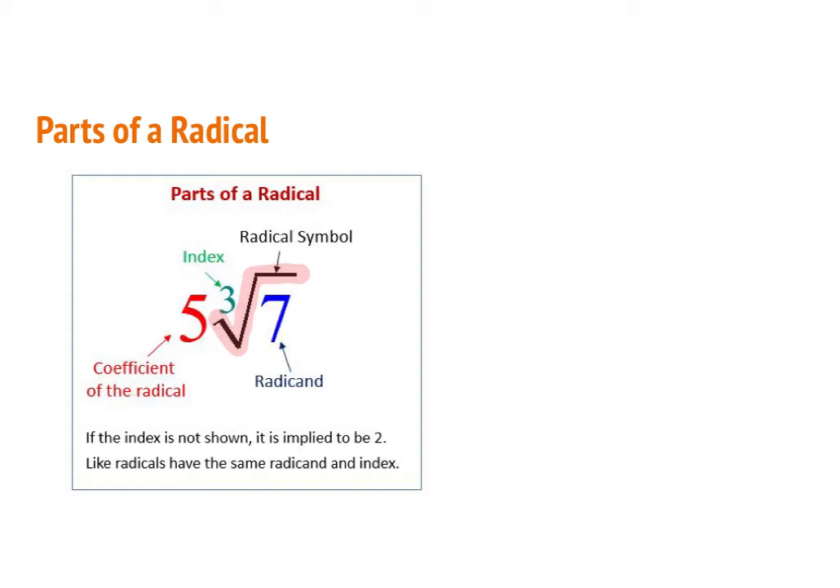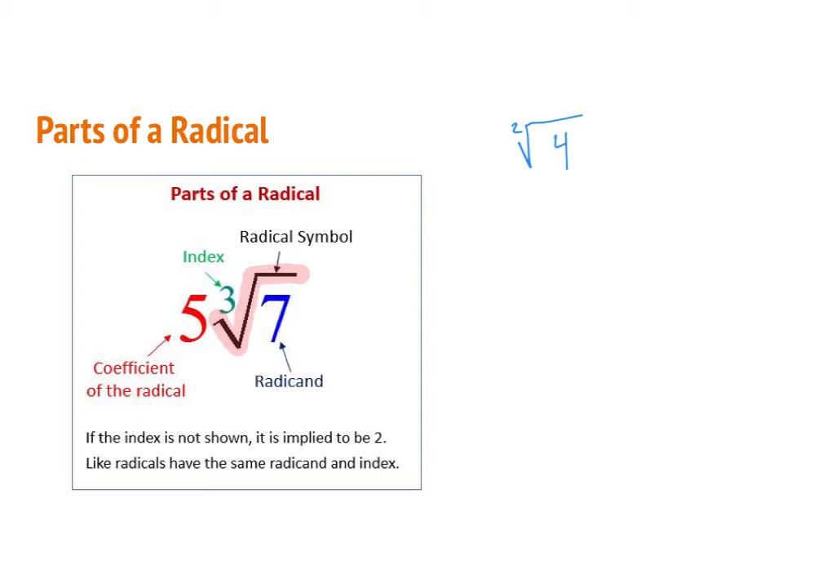It has an index, meaning a number that determines what kind of root we are taking. If there is a small 3 on top of the radical symbol, this means we're taking the cube root. If there is no number, then it is implied that the index is 2. So if you were just to see radical 4, this means that the index is 2. It is not written. And we can say this is radical 4 or the square root of 4.